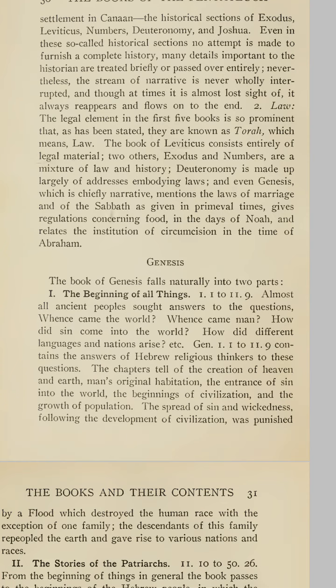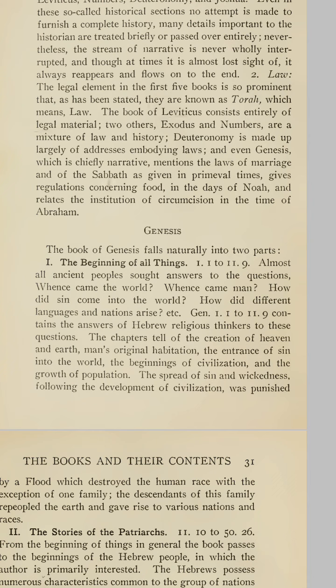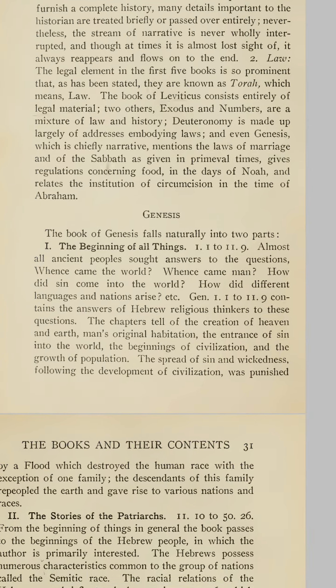Even in these so-called historical sections, no attempt is made to furnish a complete history. Many details important to the historian are treated briefly or passed over entirely. Nevertheless, the stream of narrative is never wholly interrupted, and though at times it is almost lost sight of, it always reappears and flows on to the end.